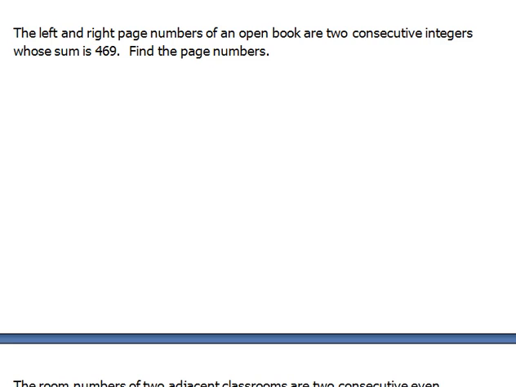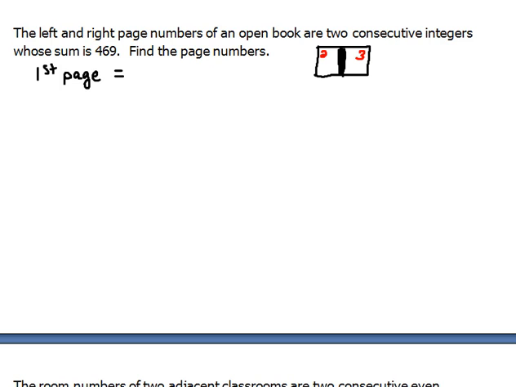In our next problem, we have the left and right page numbers of an open book are two consecutive integers whose sum is 469. Find the page numbers. Well, let's think about a book. Kind of a crude drawing, but at least we have something to go by. If we pretend that it's an open book there, if I told you that the first page was a 2, then we would know automatically that the next page had to be 3. That's because for a book the numbers go in order, and that's what consecutive integers mean. One number and then the very next number in line.